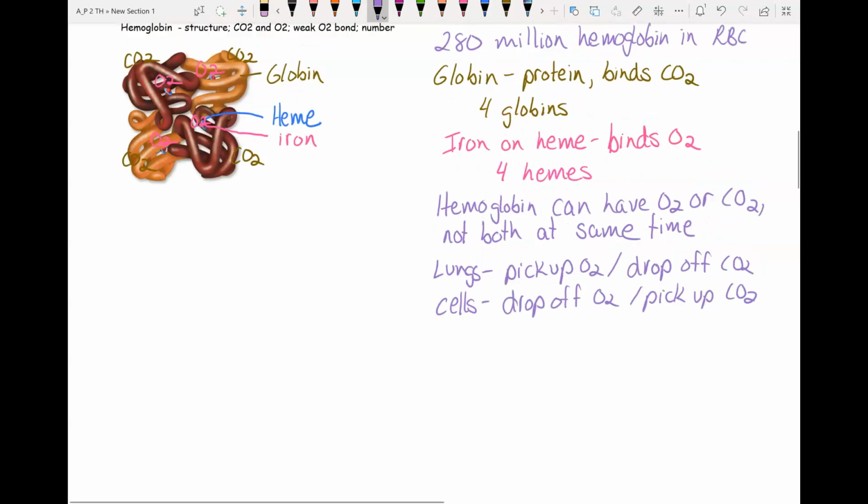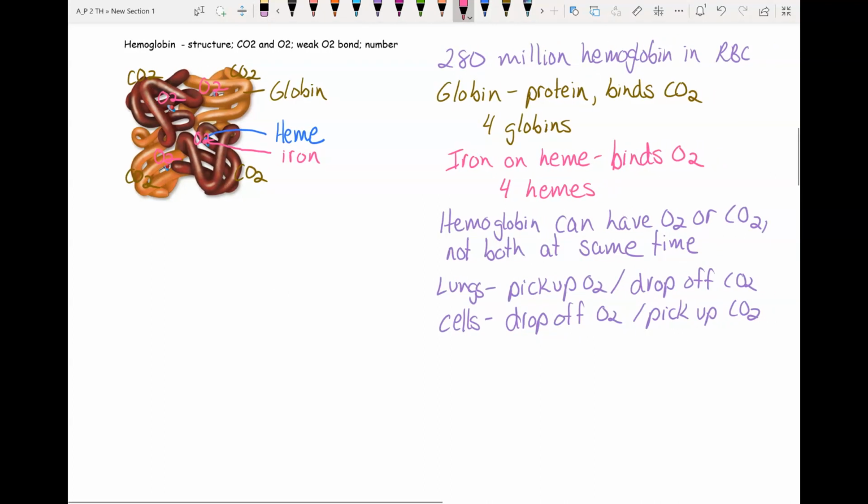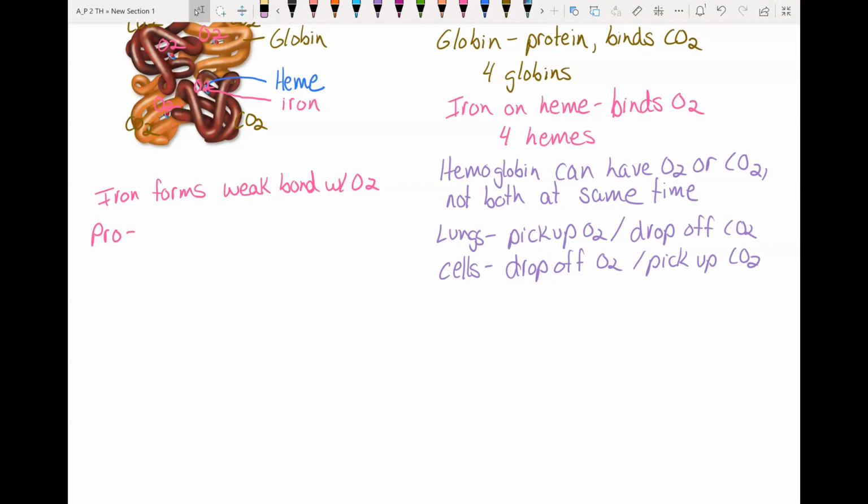If we look a little more at this bond between iron and oxygen, it is a weak bond. So there's pros and cons to this. The pro of this is that it easily gives up the oxygen to the cells. Remember, the whole point is you want to give oxygen to the cells. If it were a strong bond, it would hold on to the oxygen and not give it to the cells. So the good thing about that bond being weak is that it will give the oxygen to the cells.